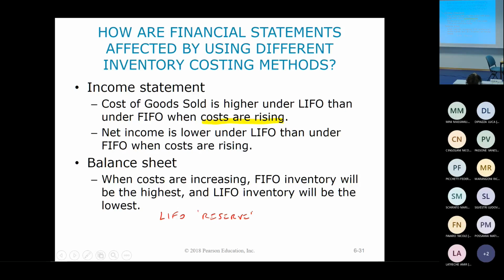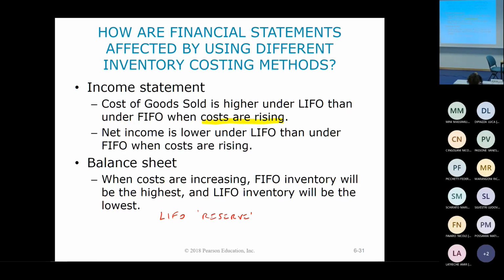The LIFO reserve is the difference between the current value of the inventory on the market and the value you report in the balance sheet. This difference can be very large if you use LIFO because inventory can be based on old, outdated prices. Companies must disclose this in the notes. They must disclose the amount of this LIFO reserve. In periods when the prices are increasing very steeply, this can be a very large difference, and sometimes a large percentage, for instance, 30%, 50%, 80% of the inventory. So it's a large difference.